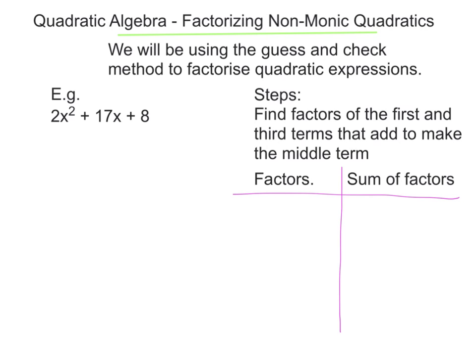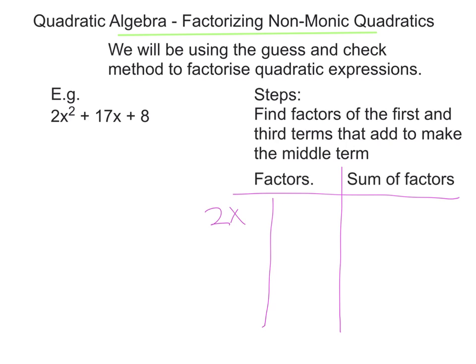In these questions, we're looking at non-monic quadratics. They're the ones that have a number, or a coefficient, in front of the x squared. For these, we need to include the factors of 2 as well as 8 when we're trying to work out what the answer is. So let's have a look at factors of 2.